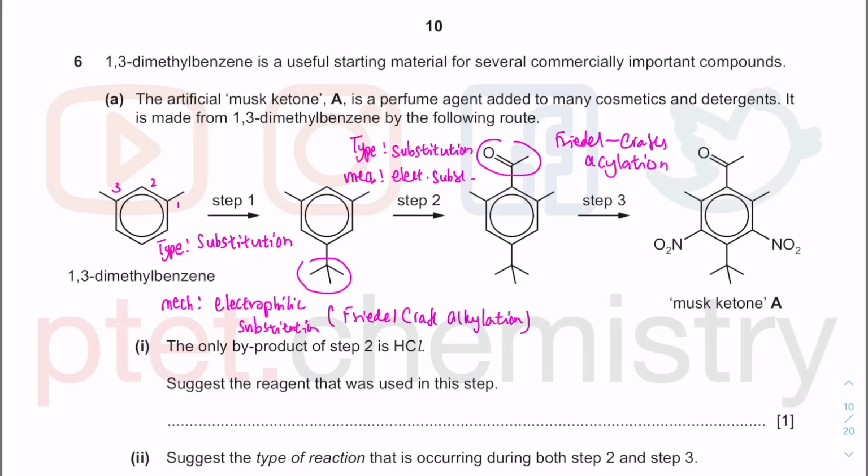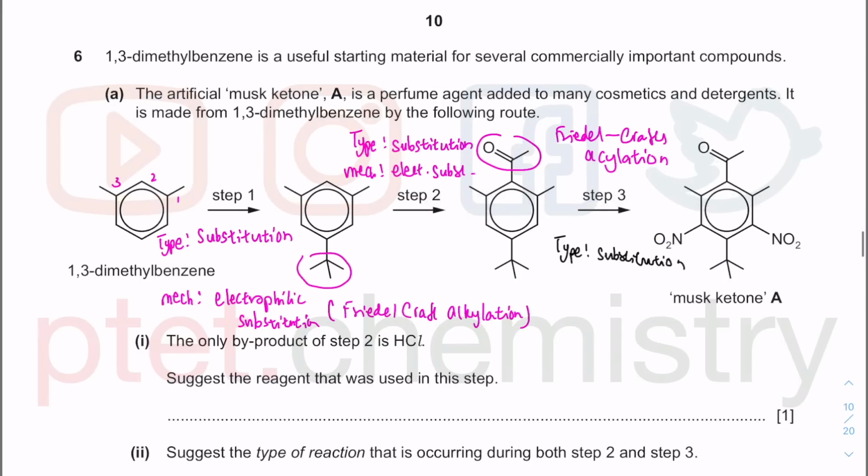So the rest of it, you have done another electrophilic substitution there. In the very last step 3, the type is again substitution, as you have substituted another 2 hydrogens on the benzene ring with NO2 and NO2. This mechanism is again electrophilic substitution, but in each of these electrophilic substitutions, you have used a different electrophile in order to substitute onto the benzene ring.